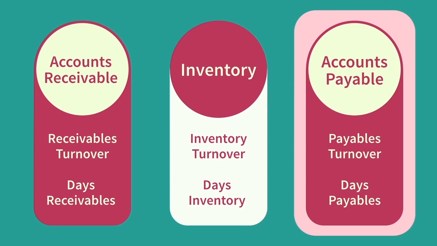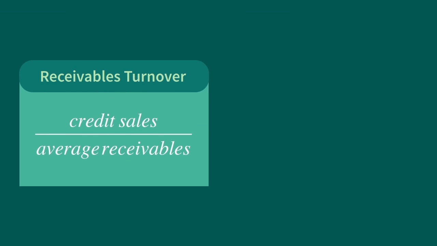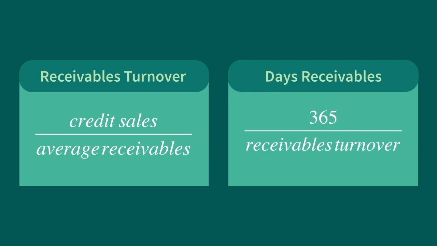these credit suppliers. Just as a reference, here are all of these formulas again. We had these earlier in the reading, but it's no harm to refresh here. Receivables turnover is credit sales over the average balance in the receivables account over the period, and days receivables is 365 divided by this receivables turnover figure.